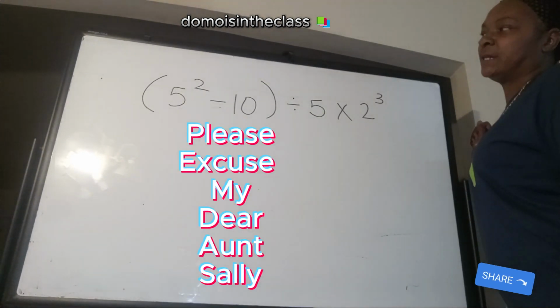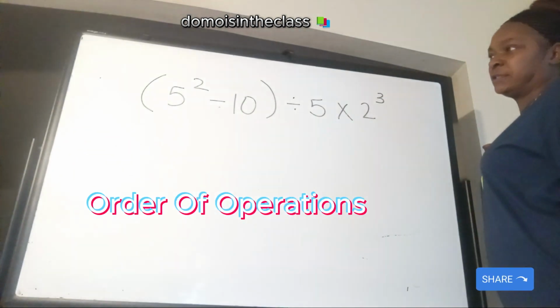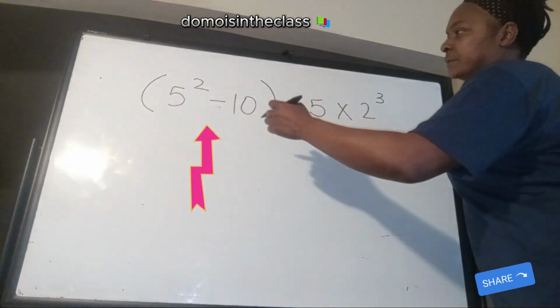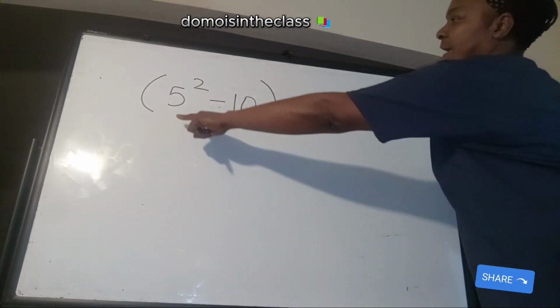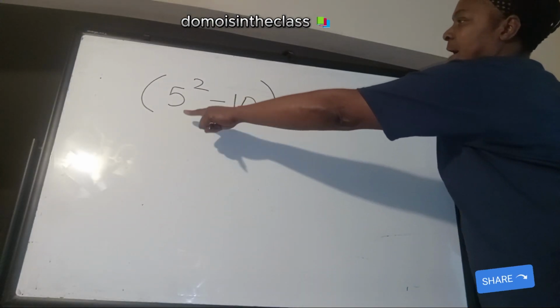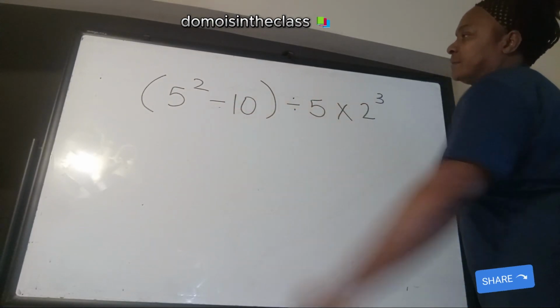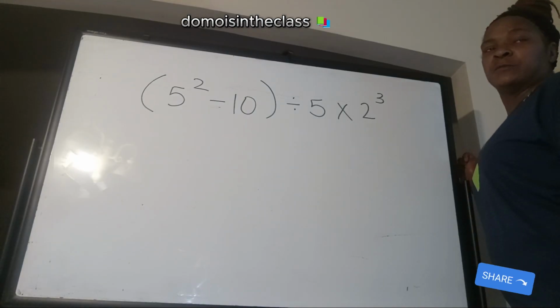Please excuse my dear Aunt Sally. Order of operations. We do our parentheses first. So inside our parentheses, we have two different things. We have exponents, which is an operation by itself, and then we also have a subtraction. So which one are we going to do first in the parentheses?